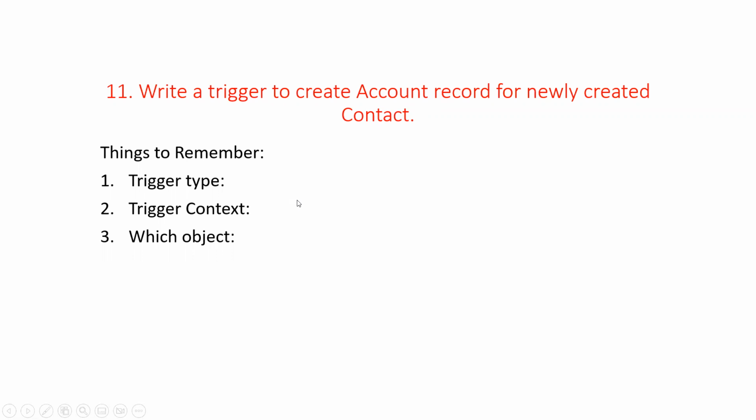But before that, we need to keep three things in mind. Again, what is the trigger type? This is an after trigger because this should happen right after inserting the record in the contact object. Then the trigger context is after insert. We are not creating an account record upon updating the contact, but after inserting the contact only. And the object is the contact object.